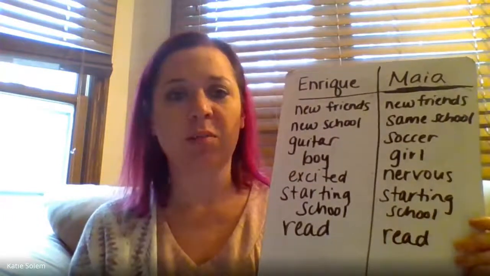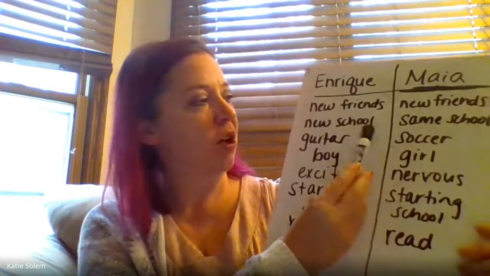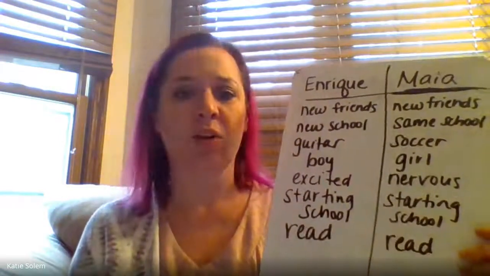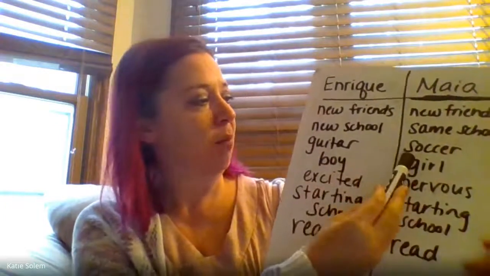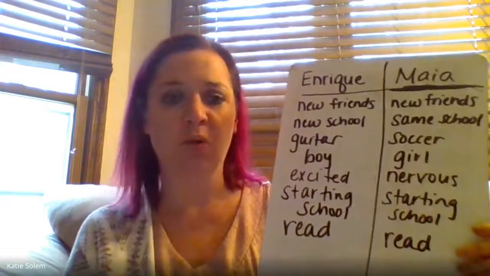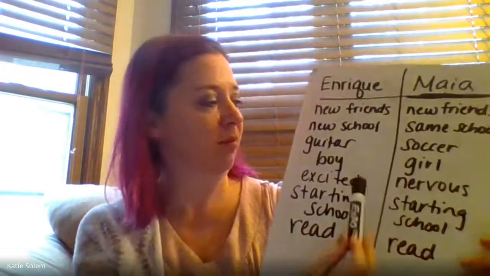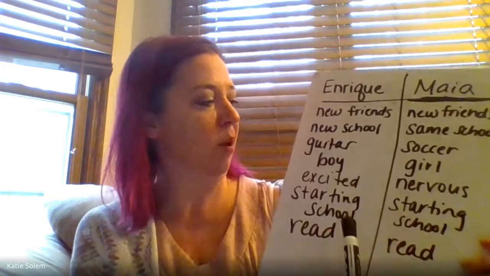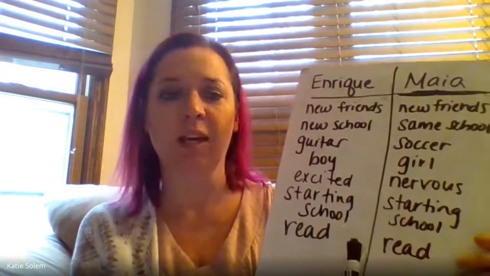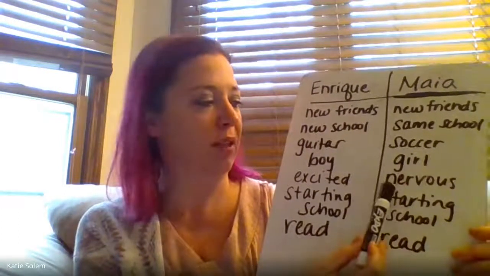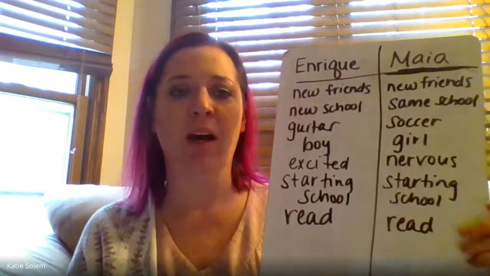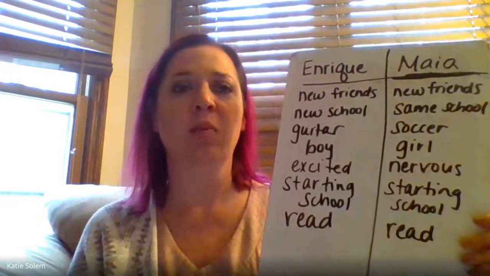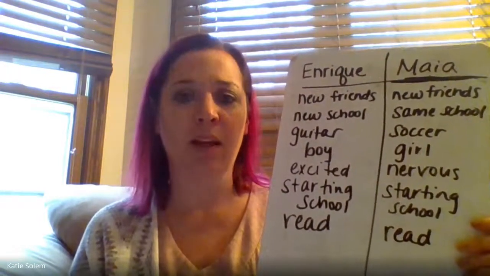I also noticed some differences. Enrique was starting a new school. Maya was staying at her same school, but she just had her friends that were in a different class. Maya enjoyed playing soccer. Enrique liked to play the guitar. Maya was a girl, Enrique was a boy. Enrique was excited about the new school year and making new friends. Maya was a little bit nervous. So, this is just an example of how you can look at two people and look at what they have in common and also what's different about them.